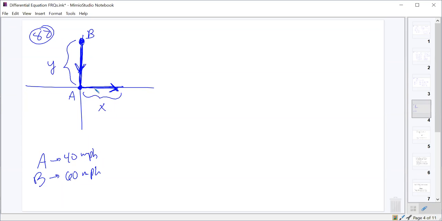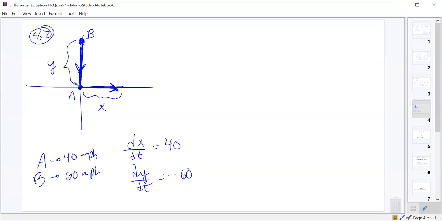Is the distance x getting larger or smaller? Larger. Should be getting larger, exactly. So we will say that we've got dx dt equal to 40, positive 40. And what about dy dt? It should be a negative 60 because that distance of y is getting smaller.